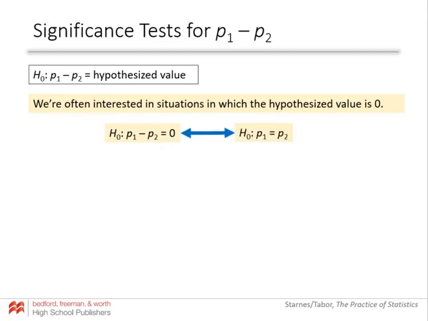Okay, and so we can write the null hypothesis as one of two ways. Either P1 minus P2 equals 0, or P1 is equal to P2. Those two things you should see are interchangeable. And so I don't really have a preference which way you write it. It's kind of up to you.